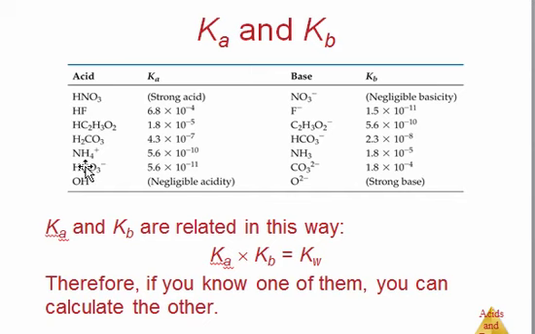Likewise, we've already seen that ammonium, the conjugate acid of ammonia, has a Ka. So if ammonium was the cation in a salt and it dissolved, it would increase the concentration of hydronium and therefore make the solution more acidic.